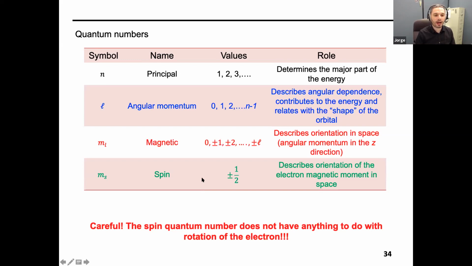To describe an electron, we need the 4 quantum numbers, and for each electron, there is a unique set of 4 quantum numbers. And that's the idea of the Schrödinger model.